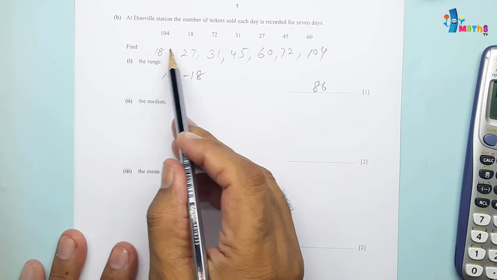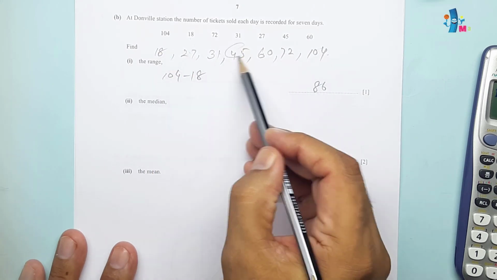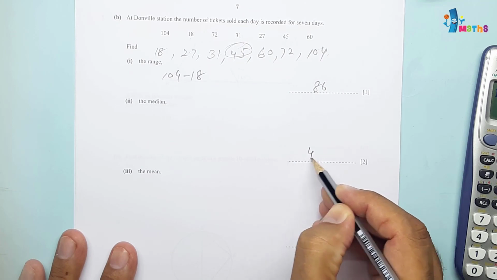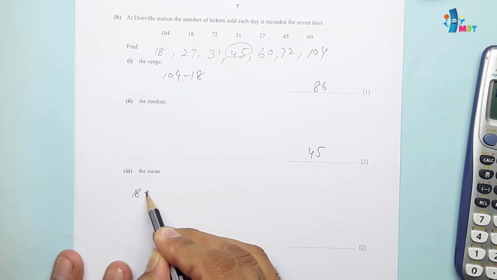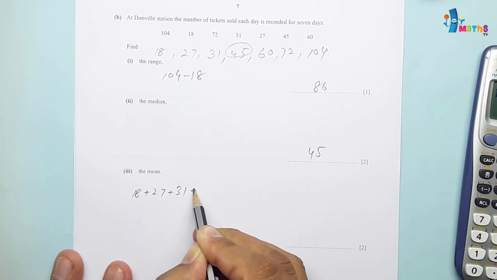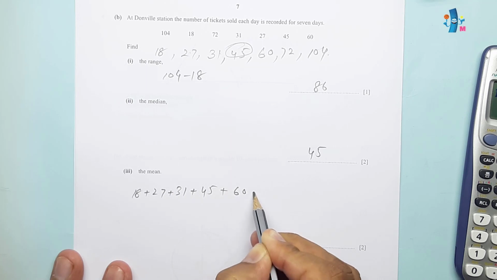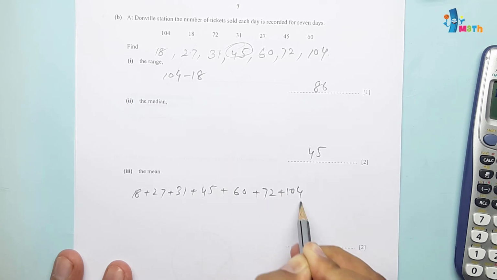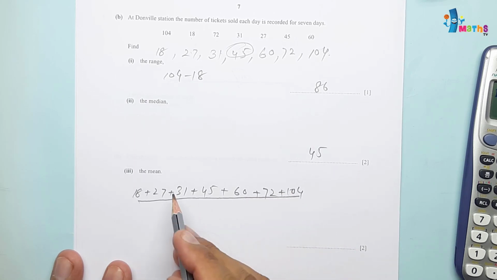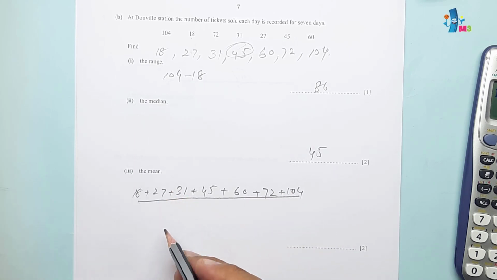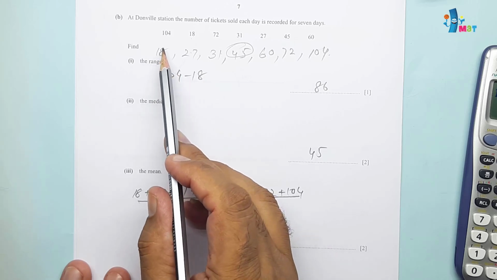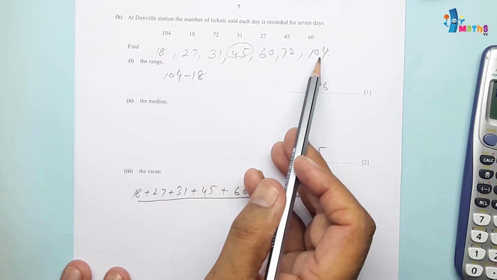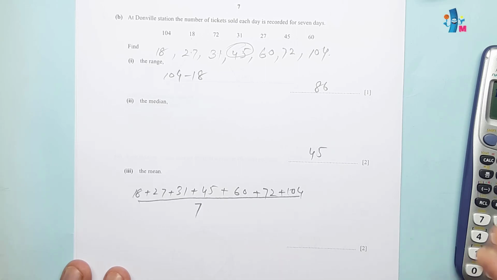Median will be the middle value, 1, 2, 3, 4, 5, 6, 7, so middle value is 45, so median will be 45. Mean, we have to add all these numbers, 18 plus 27 plus 31 plus 45 plus 60 plus 72 plus 104, and divide by the total number of terms. How many? 1, 2, 3, 4, 5, 6, 7 terms, so we'll divide it by 7.